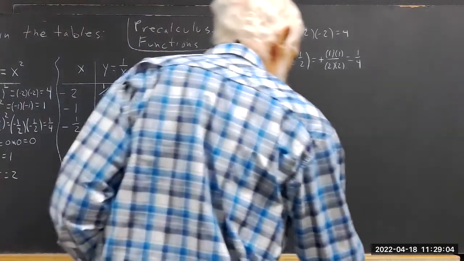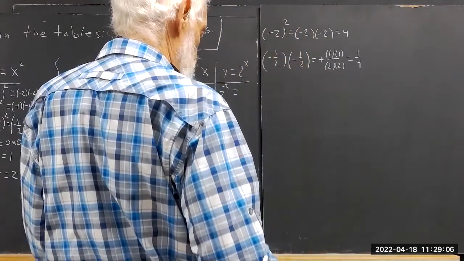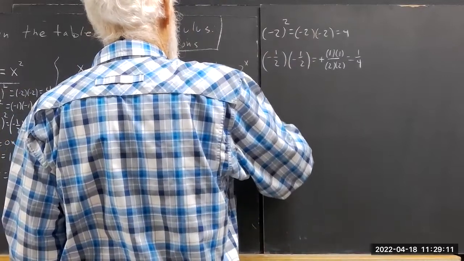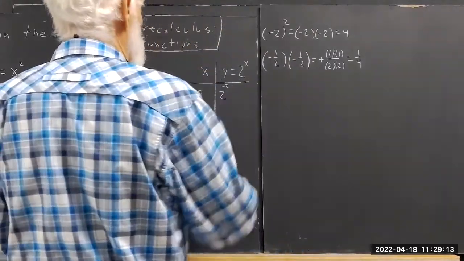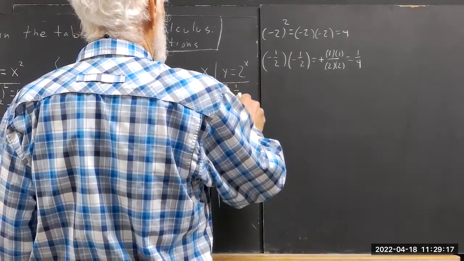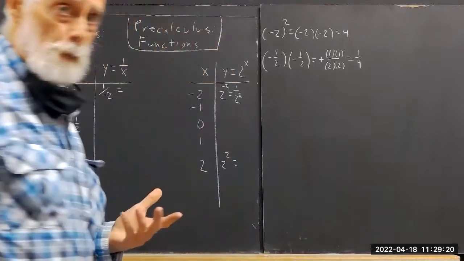Didn't leave myself a lot of room there. I was thinking about that when I wrote it out, but I wanted to leave plenty of room over here. Okay, 2 to the -2 is 1/2 squared. The basic rule.